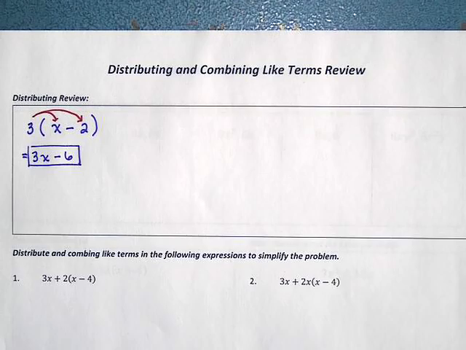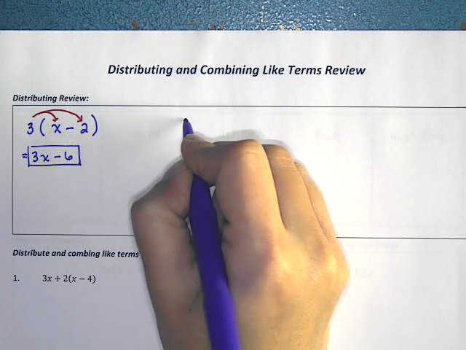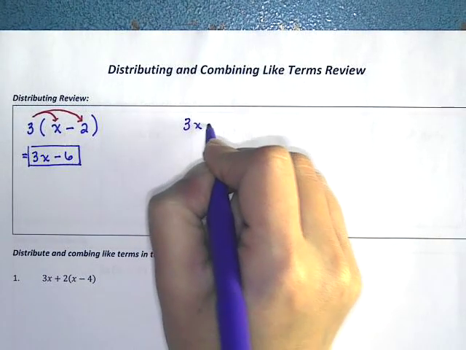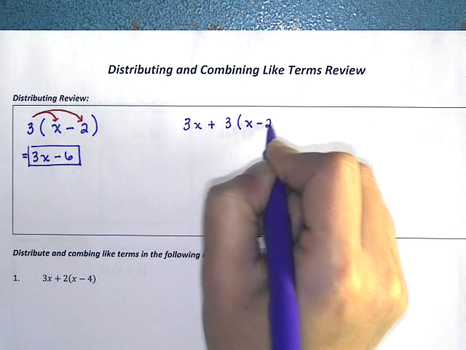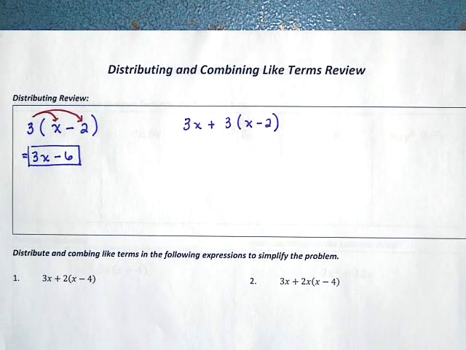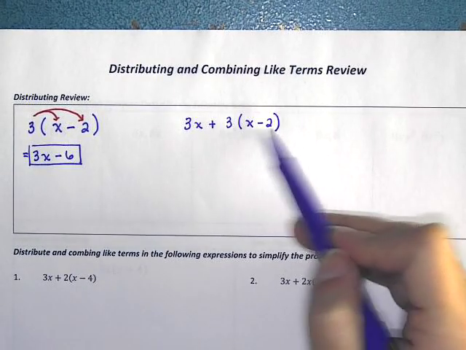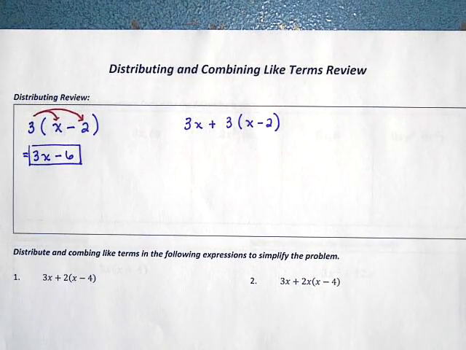The next problem I'd like to review is this: if we had 3x plus 3 parentheses x minus 2. So once again, I notice I need to simplify what's inside of the parentheses first. However, I can't do that because I don't know the value of x. So once again, I'm going to start by distributing.